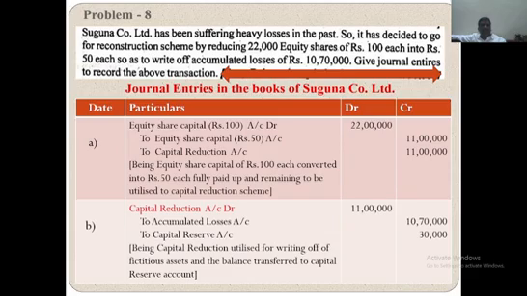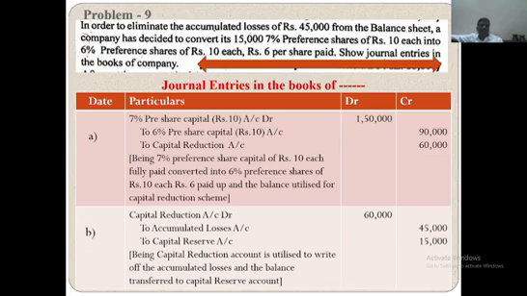First, you adjust the profit and loss account. Capital reduction account debit to profit and loss account 10 lakh 70,000. For the remaining 30,000, you have a sufficient amount, and such amount is transferred to capital reserve account, 30,000. Being capital reduction utilized for writing off accumulated losses, balance if any transferred to capital reserve account. Problem number 9.